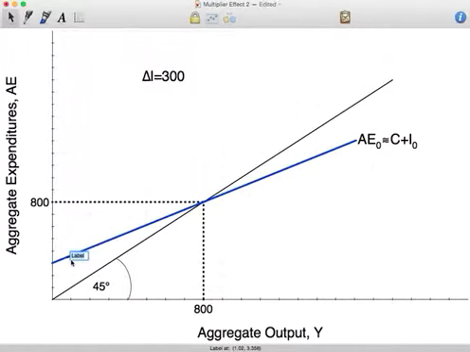I left a little dot in there. I hope nobody can see that. Let me get rid of that label.